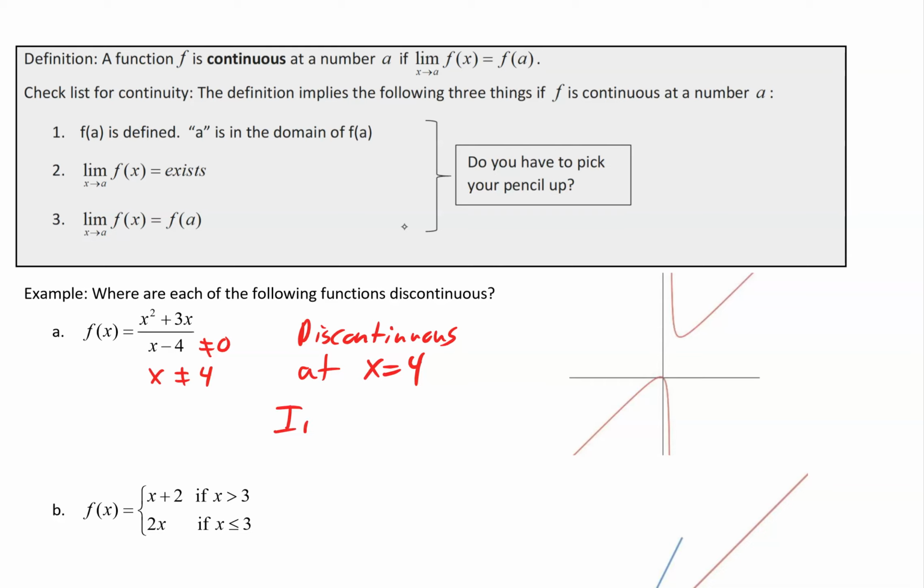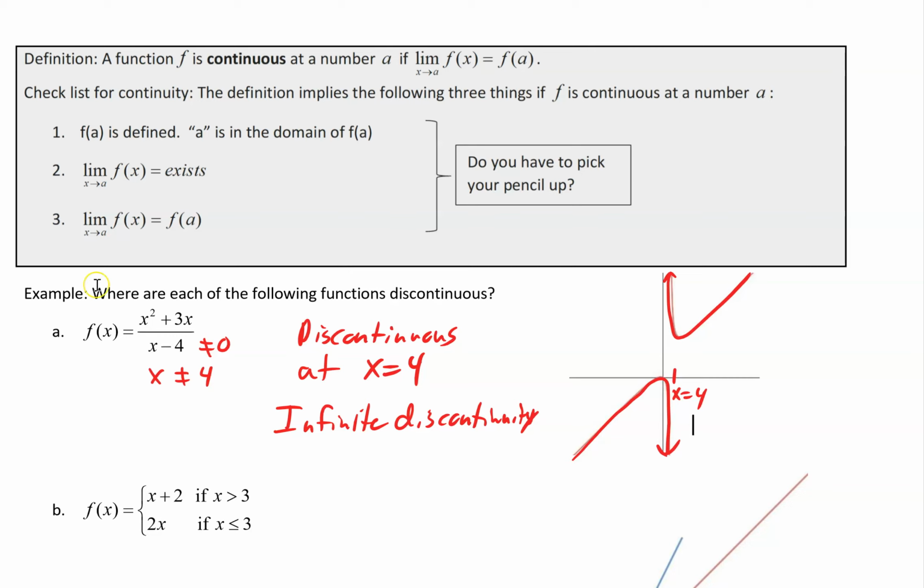It has an infinite discontinuity, as you can see from the graph. So we're coming in, and then it goes straight down to negative infinity, and then I have to start up here and then come back down. That is an infinite discontinuity at x equals 4 from our graph that you can see.